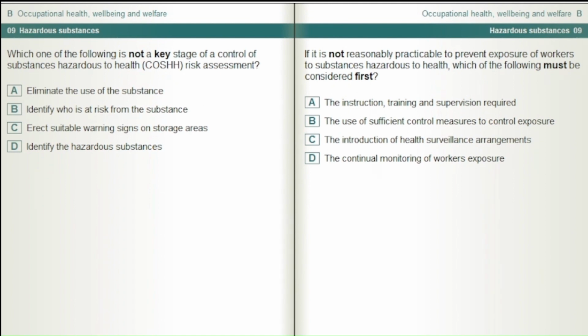If it is not reasonably practicable to prevent exposure of workers to substances hazardous to health, which of the following must be considered first? The instruction, training and supervision required. The use of sufficient control measures to control exposure. The introduction of health surveillance arrangements. The continual monitoring of workers' exposure.